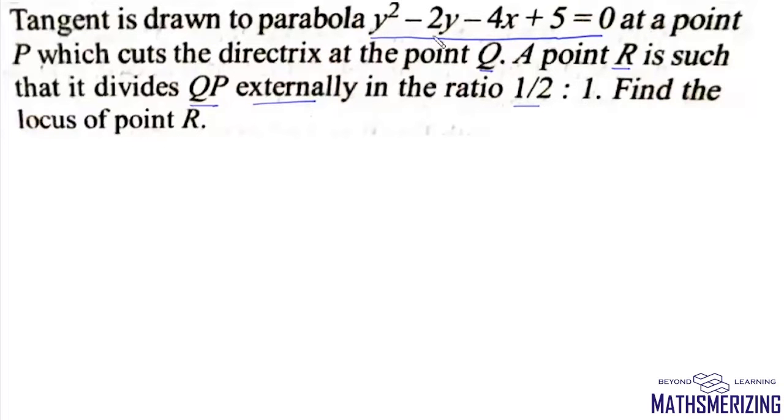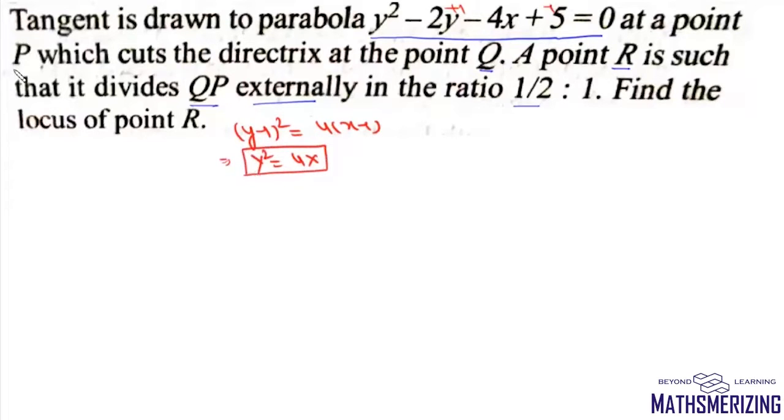So first we'll rewrite this equation. So I'll add 1 and subtract 1. So we can write this equation as y minus 1 whole square equals 4 times x minus 1. So we'll compare it with the standard equation. We'll get y square equals 4 times capital X.